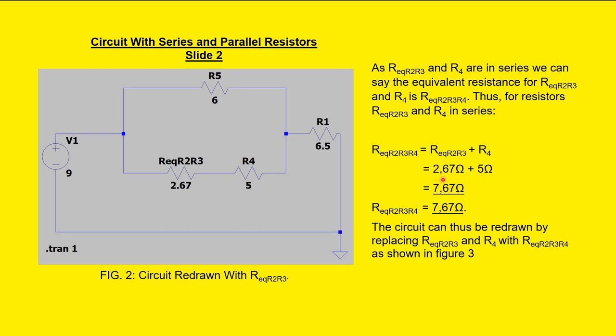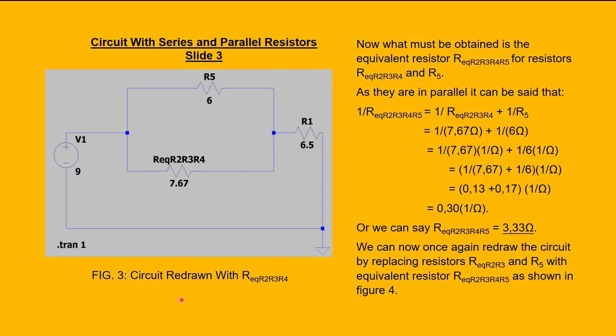It's 2.67 ohms that we have calculated, and R4 is 5 ohms. That gives 7.67 ohms. Now, once again, we can redraw the circuit by replacing R equivalent R2 R3 R4 with R equivalent R2 R3 R4. And here in figure 3, we can see the circuit that has been redrawn with R equivalent R2 R3 R4, 7.67 ohms that we calculated.